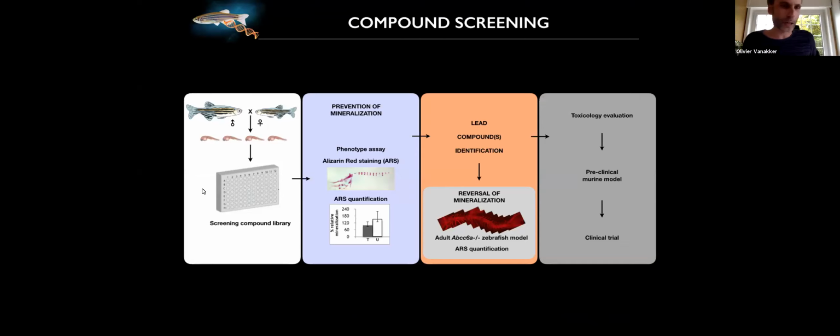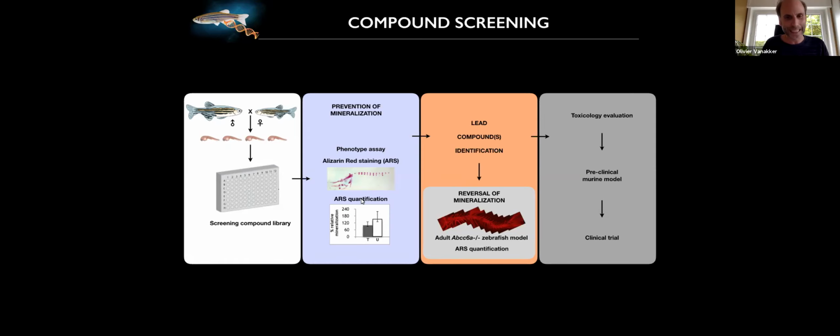And just to show you how that works for compound screening, we have a number of zebrafish that are exposed to what is called a compound library. And basically this is a collection of, for example, 1,000 different drugs. And we expose the zebrafish to these drugs. And then we look at the amount of calcification using this quantification, and see if one of these compounds is able to prevent, for example, calcification.